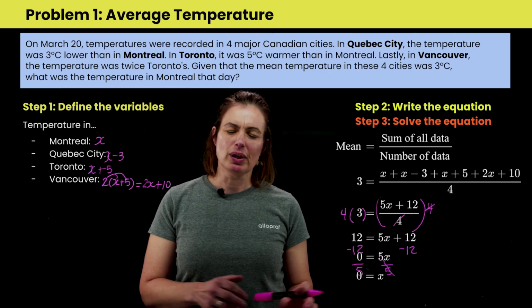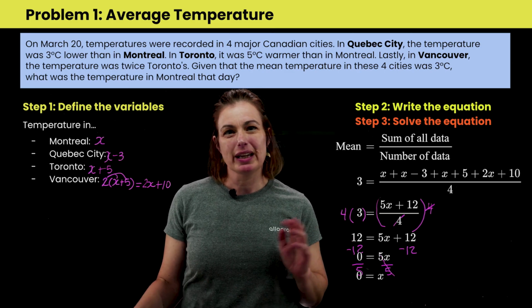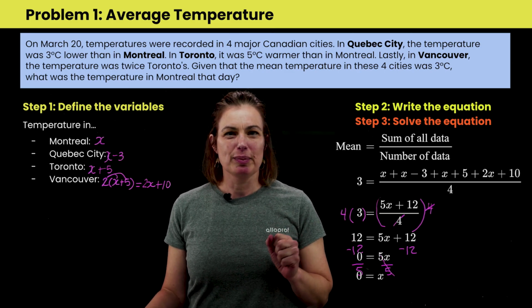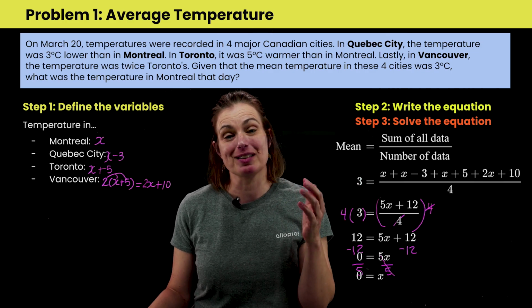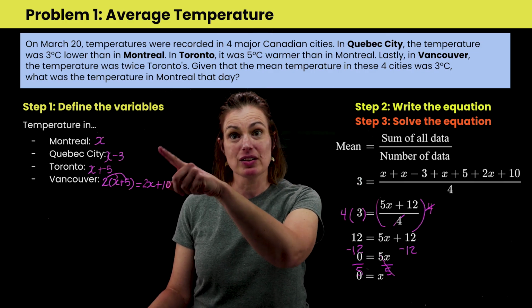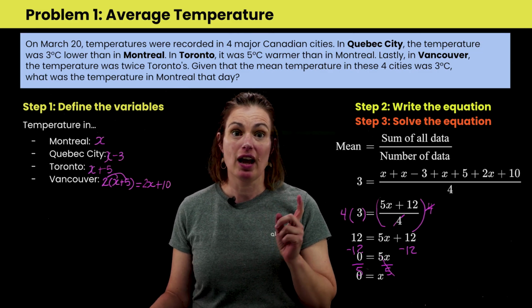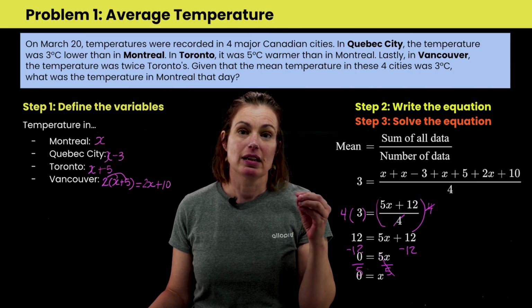So sometimes 0 can feel like a funny answer to get. We don't always get it. I mean, it's a number like any other, but it can feel a little bit strange, except if I think about the context of this problem, it's actually perfect because we can have 0 temperature. And that would make sense for Montreal in March. So to have 0 degrees in Montreal on March 20th is a logical thing.